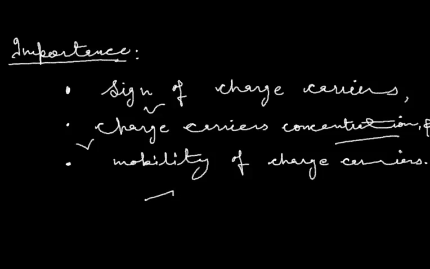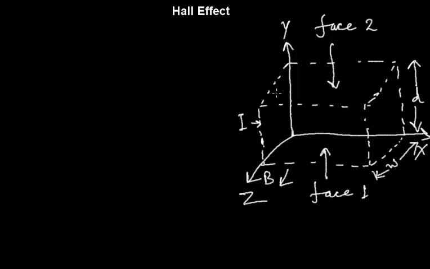Now we'll derive a relation which is based on Hall effect. For that we'll consider this diagram. Let's consider a semiconductor specimen. Suppose this is a semiconductor specimen carrying a current I. This is I and it is in the positive X direction, and the semiconductor specimen is placed in magnetic field B. This is the magnetic field, its direction is towards the Z axis, and this creates a force, right?